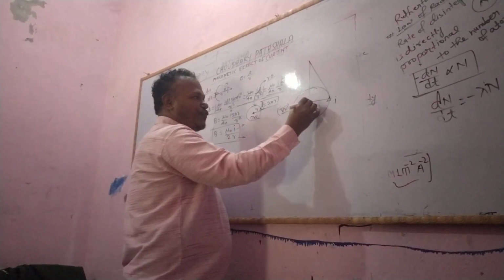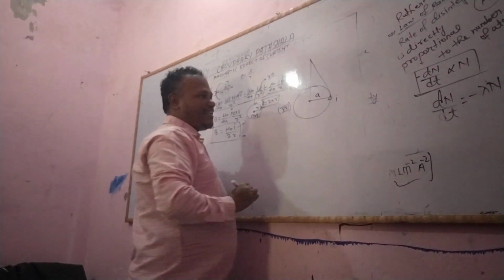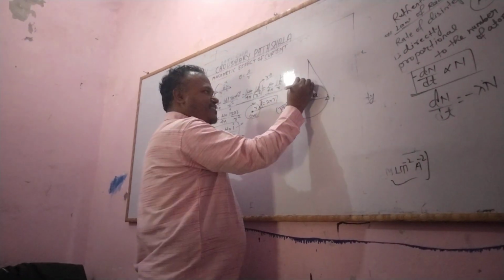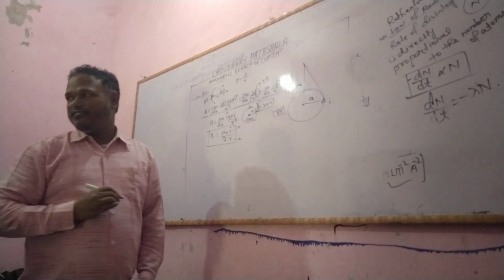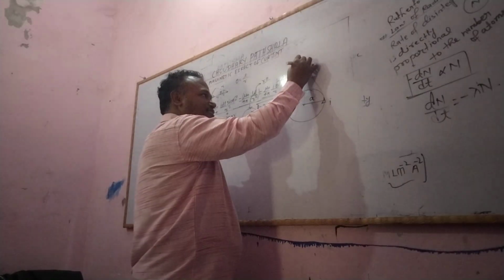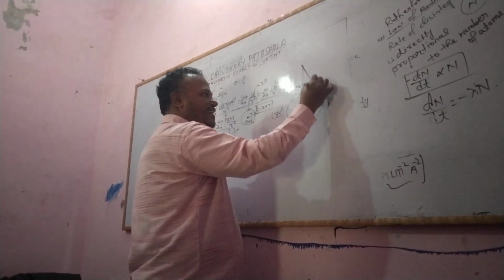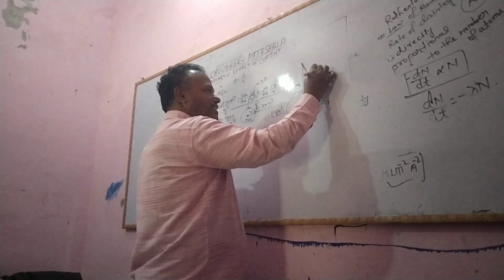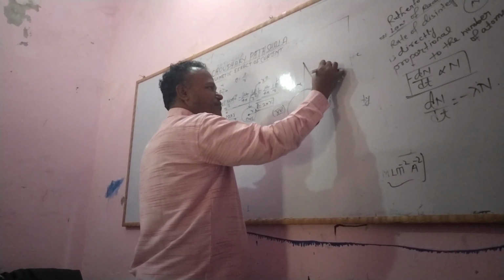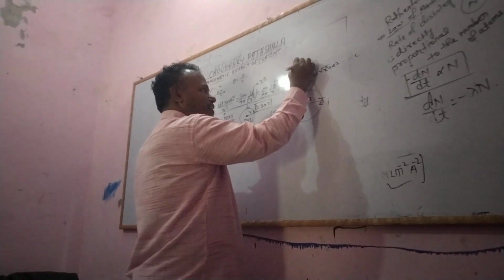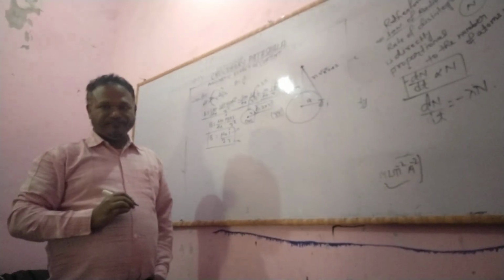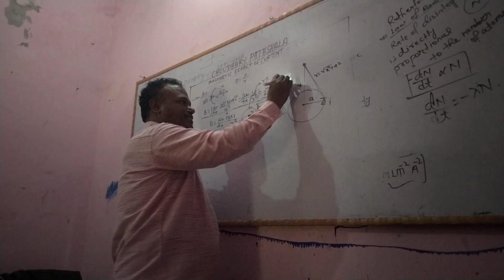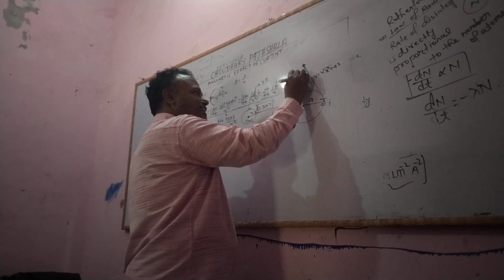Say the radius of the circle is a, and this distance is x or r, you may consider anything. Then the distance of this line must be equal to that. If we take r, then this will be x square plus a square. Now the magnetic field at the axis, this is called the magnetic field at the axis.